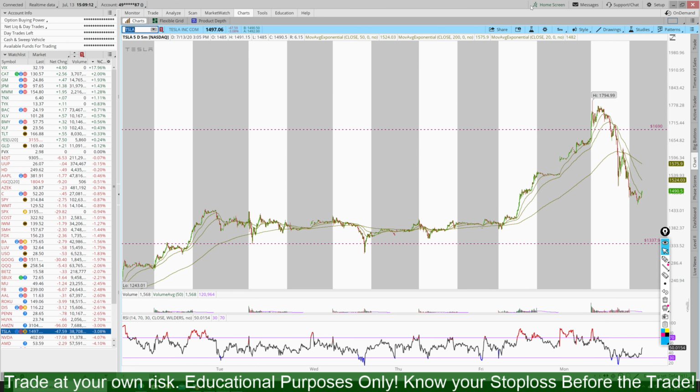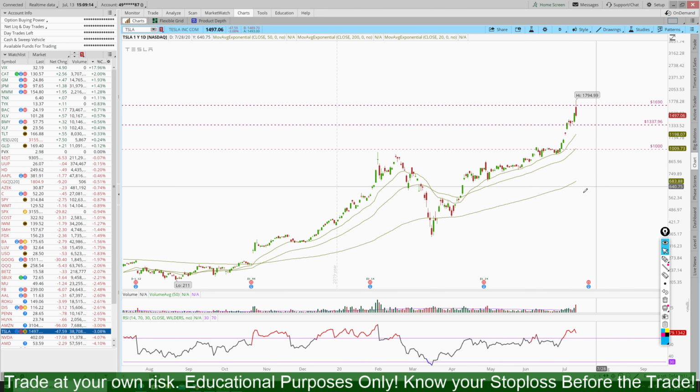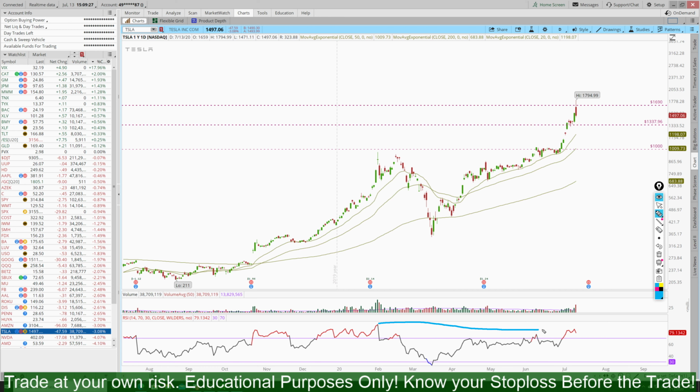So this is the Tesla chart. First, I want to start in the daily chart. As I said, we're getting pretty extended here. The RSI reading, I can't see it, but it is around 79. We do have a bearish divergence. I don't trade bearish divergences because they're not always right.